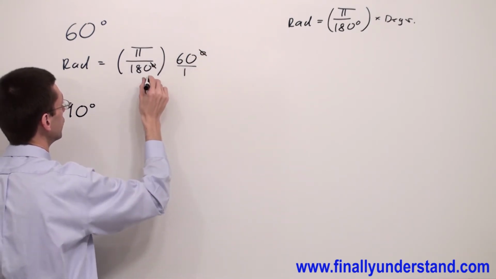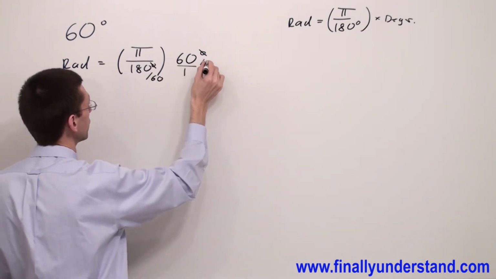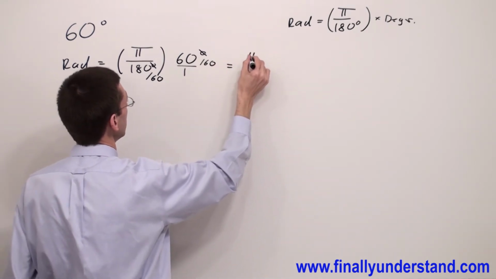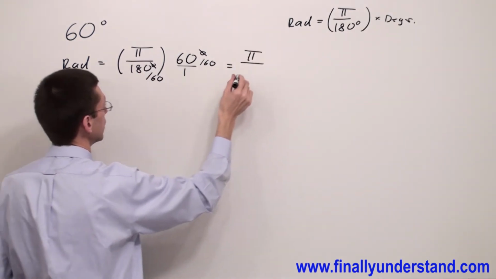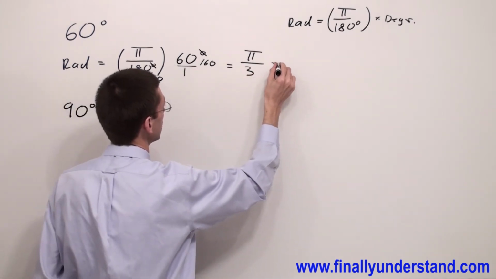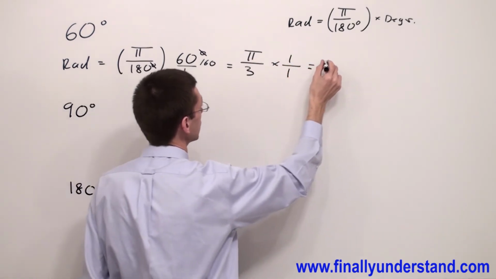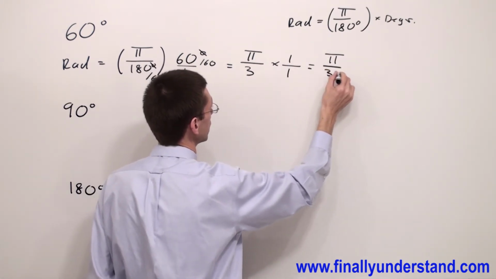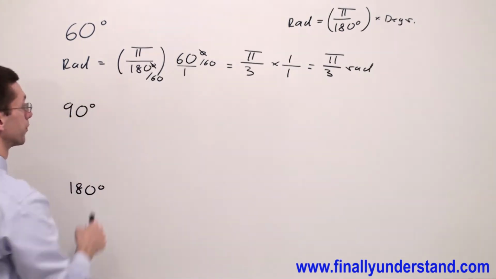180 and 60, both of them are divisible by 60. That's why I'm going to reduce these two fractions. And I'm going to have pi over 180 divided by 60 is 3. 60 divided by 60 is 1 over 1. Pi times 1 is pi, over 3 times 1 is 3, radians. This is the solution to this problem.